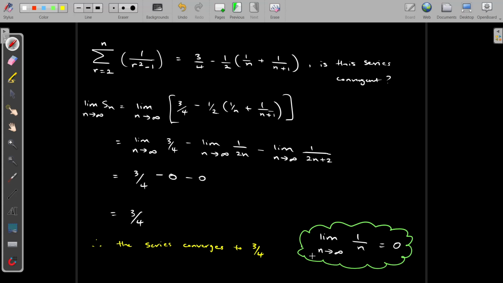Then next week we'll look at principles of mathematical induction with sequences and series. All right, so let's look at the integral test.